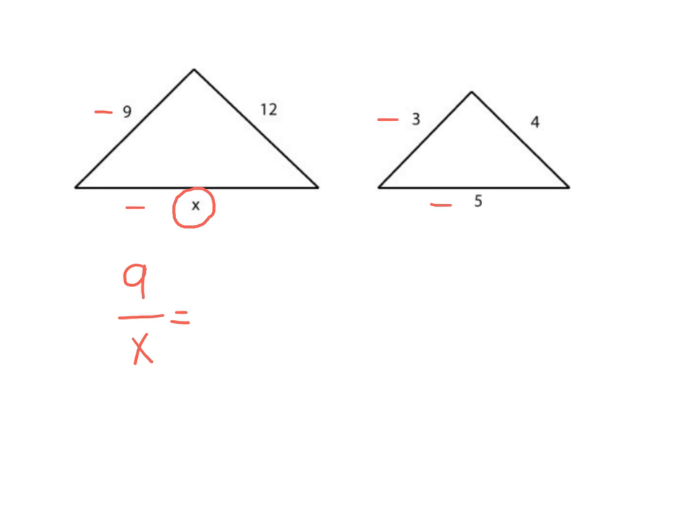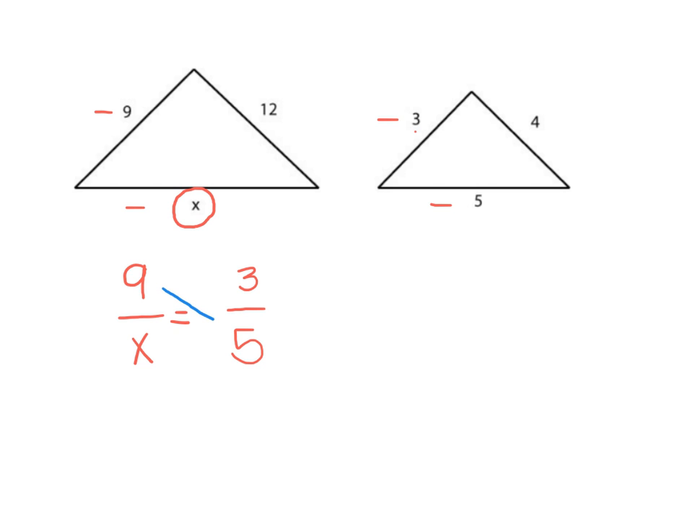I've also picked the two corresponding sides to help me solve for this and set up the proportion correctly. So 9 over x, and then I'm going to choose 3 over 5 because 3 and 5 are in the corresponding places. Once I have my proportion set up, I'm ready to start cross multiplying.